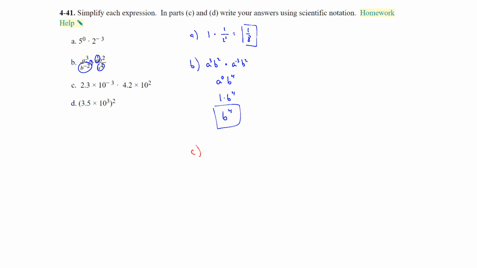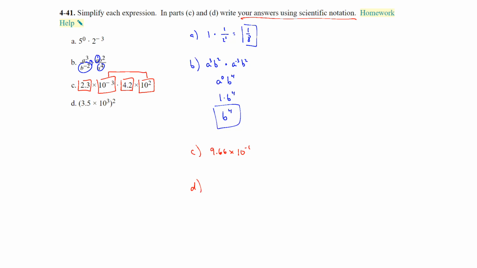On part C, where we have two numbers that are being multiplied that are in scientific notation, so we want to take the first part, 2.3 times the 4.2, and that'll equal 9.66 times 10 to the, and then these get multiplied with the same base of 10, and so you add the exponents, which would be 10 to the negative 1. Now it does say leave our answers in scientific notation, so once we're done, it is in scientific notation, so we're not going to worry about the negative 1 as an exponent.